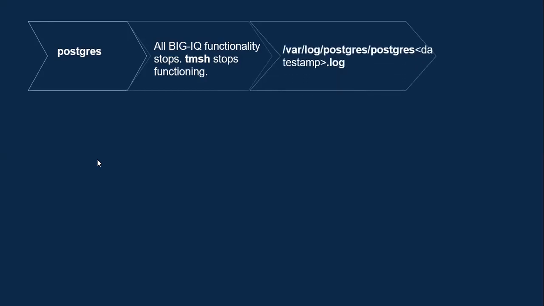Another important process is Postgres. This was introduced in version 7.1.0. This daemon runs the Postgres SQL relational database and replaces tokamux for storage of your BigIQ configuration database. If this is not working, you lose all your BigIQ functionality. In order to view or analyze any issue with respect to Postgres, you will have to visit the Postgres log file.